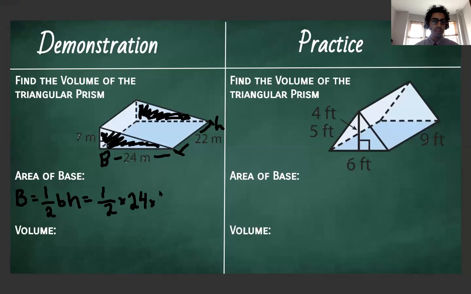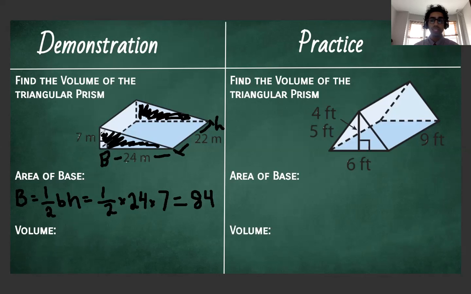Okay. So we would plug in 7 right over here. Now, if I multiply all that together, I have 1/2 times 24 times 7. If we multiply all that together, we should get 84. What I did to get that number is just 1/2 times 24, which is 12, and then multiply 12 by 7, which is 84. So I know the area of my base is 84.